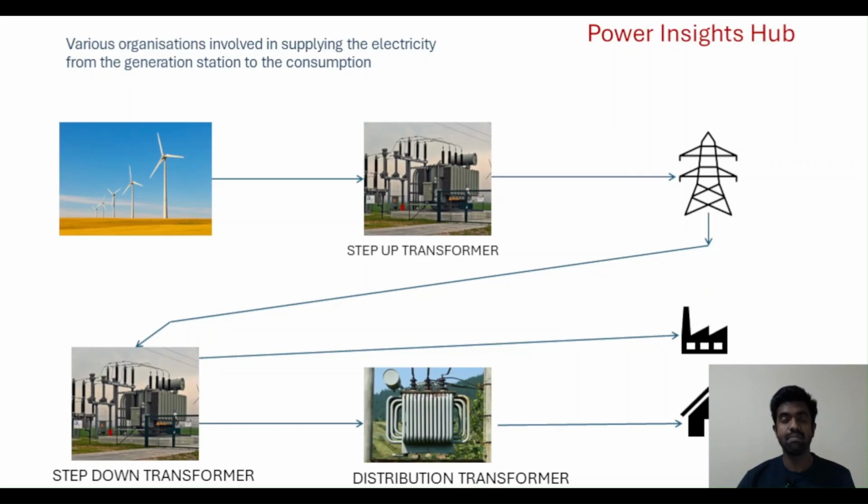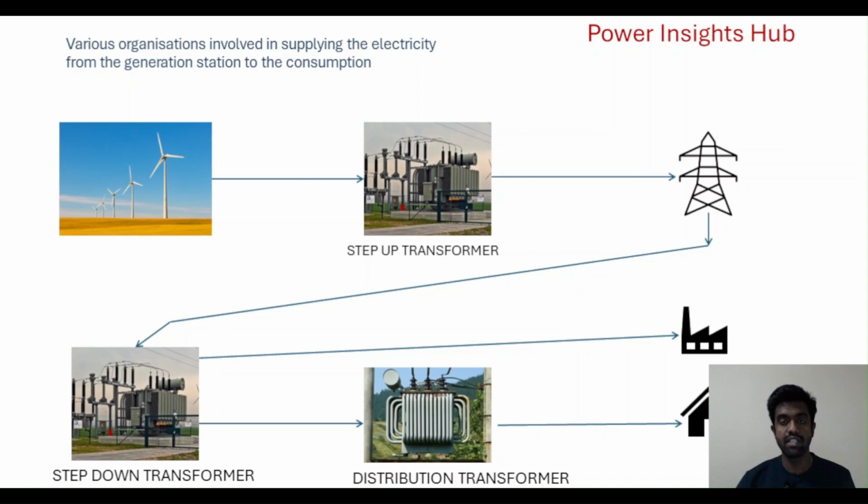Here you can see a simple flowchart of the electricity supply chain, which consists of power generation, step-up transformer, power transmission, step-down transformer, and then distribution transformer, and then industrial utilization and domestic utilization. I would like to explain this flowchart with the UK as an example.